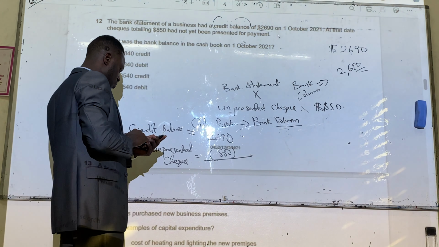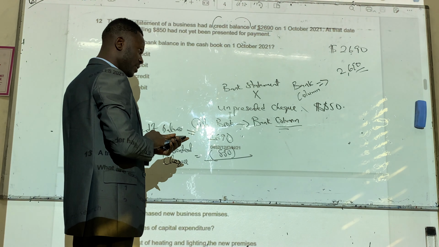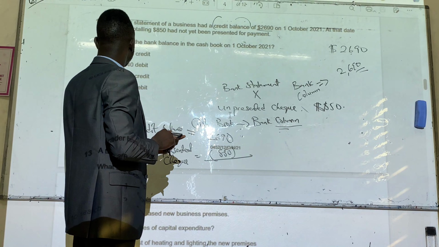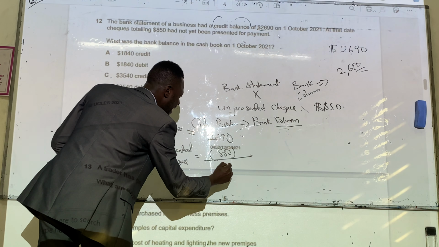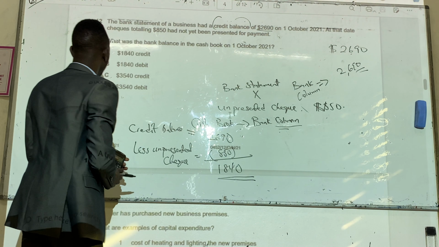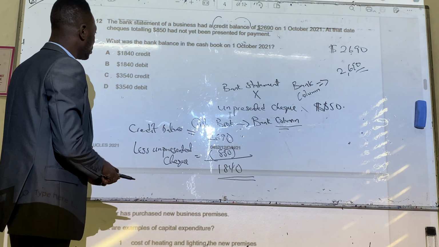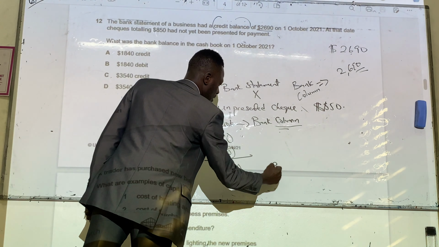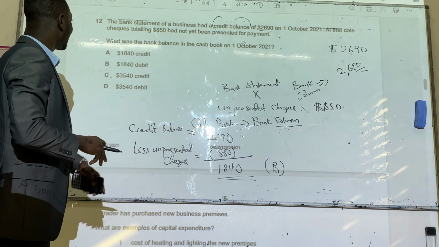So the final answer will be 2,690 minus 850, which is 1,840. So that means you'll be having 1,840. Is it going to be a debit or credit? It's going to be a debit because it's your cash book. Is it clear? Question 13 now, please.